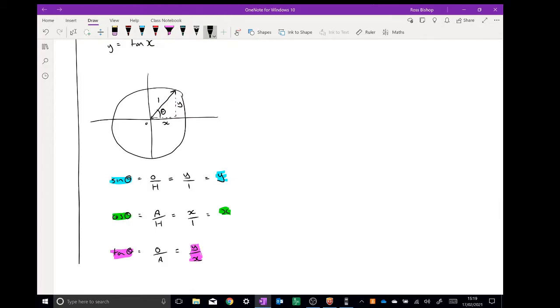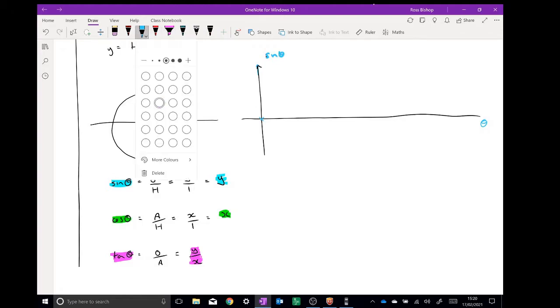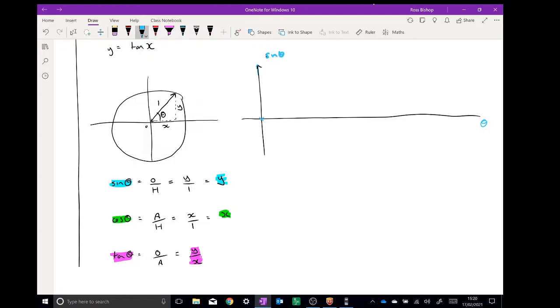Okay, now we're going to draw the graphs, and I'm just going to draw this to the side. Okay, I'm going to start with the sine, so I'm going to do that one in blue. And what we're going to do is I'm going to call this theta, and I'm just going to call this one, for example, what sine theta is. So this is sine theta in blue. We'll start with sine theta in blue.